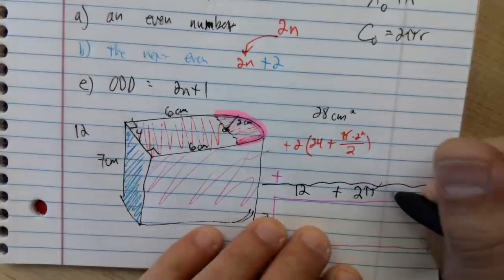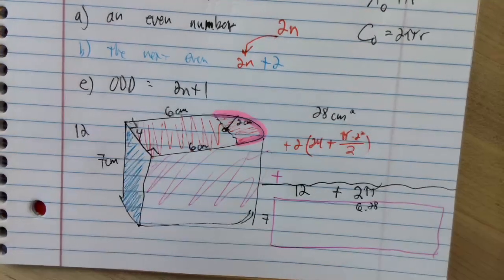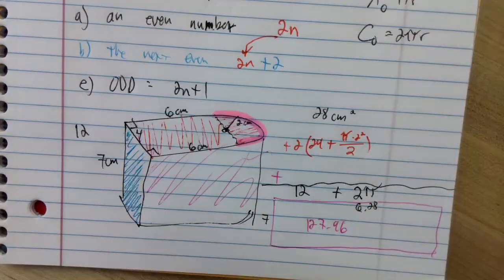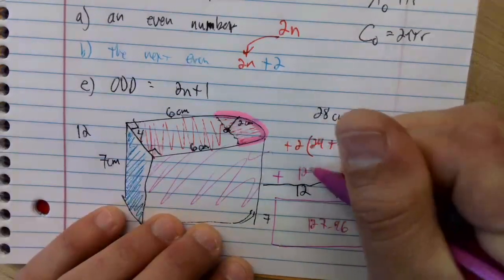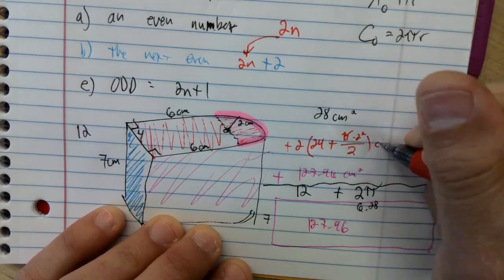So the area of that, I still haven't done that. So 12 plus 2 pi, let's call that 6.28. Let's get the calculator out. 2 times 3.14 plus 12, times 7. That's not right. 18.28 times 7. So I'm getting the area of this is 127.96 centimeters squared. So what would I do to find the total surface area?